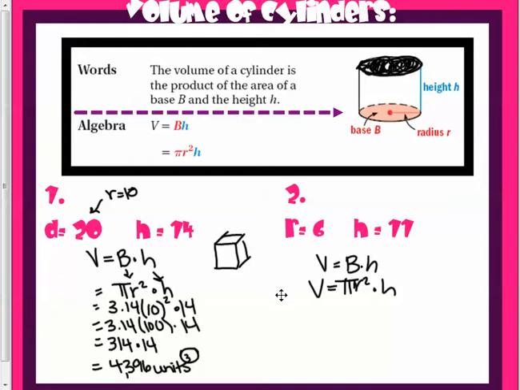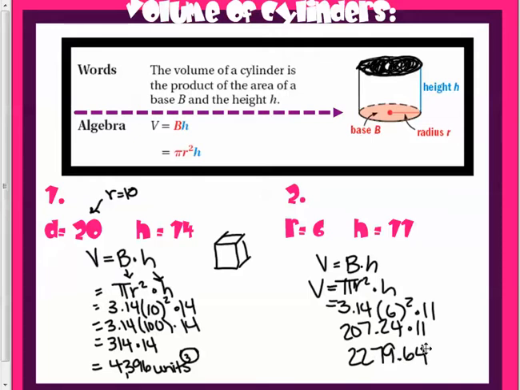Okay, so the way we do this is we plug in our pi, we plug in our radius, which is 6, and we plug in our height, which is 11. So we're taking 6 squared times pi, which when we do that, we get 207.24. We're going to multiply that by 11, and when we do that, we get 2,279.64. When in doubt, we always round to the nearest hundredths, so we can leave this. And again, it's units cubed for the volume.